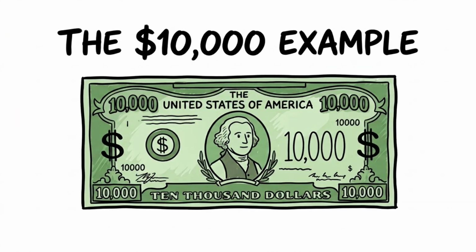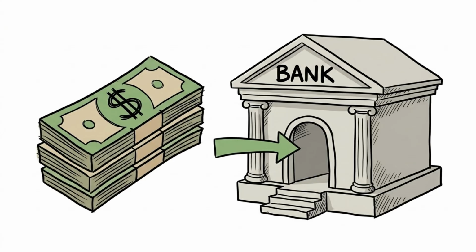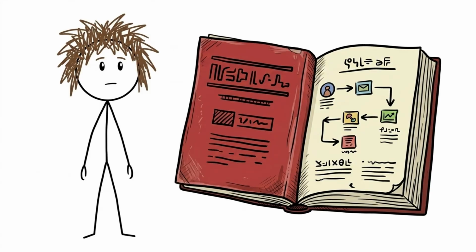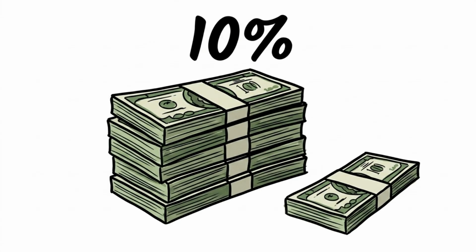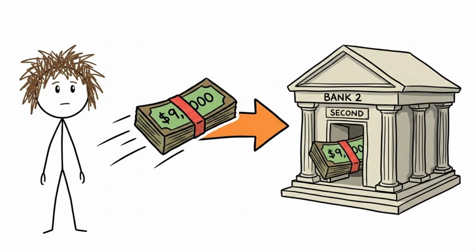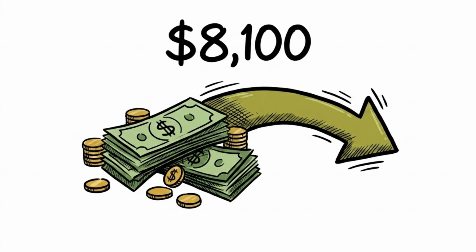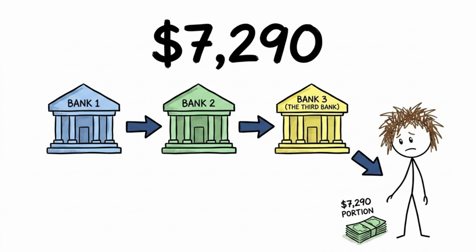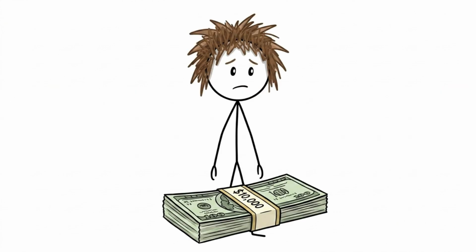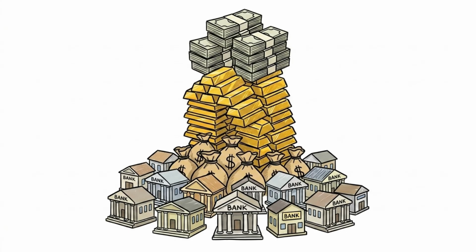The $10,000 example. Imagine you deposit $10,000 into a bank. The old textbook explanation might say, the bank keeps 10%. That's $1,000. Then it lends out $9,000. That $9,000 gets deposited into another bank. That bank keeps 10% and lends $8,100. Then another bank lends $7,290. And so on. Eventually, the original $10,000 could support roughly $100,000 in deposits.